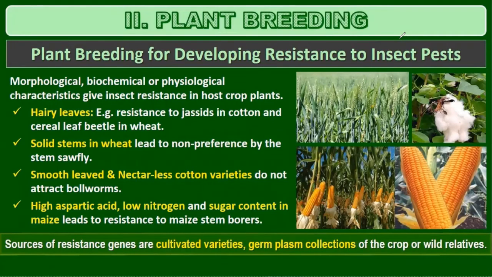Now we will discuss plant breeding for developing resistance to insects. There are morphological, biochemical, or physiological characteristics that will give resistance in host crop plants. For example, hairy leaves, solid stem in wheat, smooth-leaved and nectarless cotton varieties. And the last one is high aspartic acid, low nitrogen and sugar containing maize. So these are certain examples of changes in morphological, physiological, or biochemical characteristics that will provide resistance to the crop from insects.